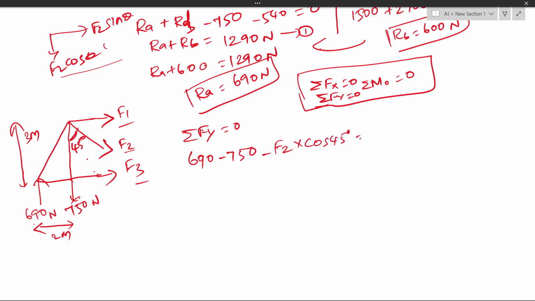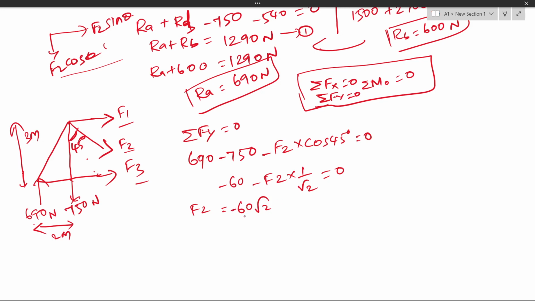I'll solve it in the next step. So this might be minus 60 minus F2 cos 45 degrees is 0. So 1 by root 2 equal to 0. So from that we can find F2 is equal to 60 plus, sorry, 60 into root 2.